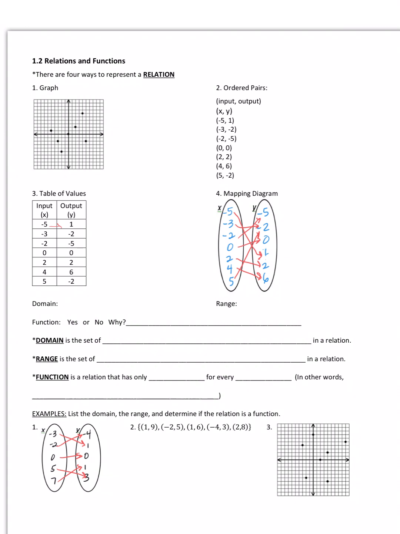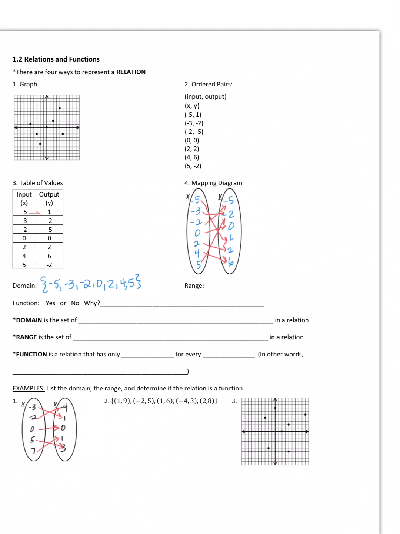Now, the next question is, what is the domain? Well, domain, remember, are the x values. So we would write it like this, with the curly bracket, least to greatest, so -5, -3, -2, 0, 2, 4, and 5. All unique numbers listed from least to greatest. The range, same idea. Curly brackets, least to greatest. So we go -5, -2, 0, 1, 2, 6.